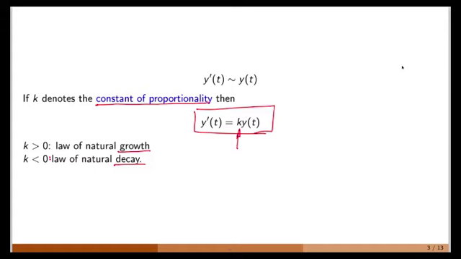So in this video, I give you an example of each. I will use a population model for population growth, for k is positive, and I will use a model for radioactive decay for the case k is negative.